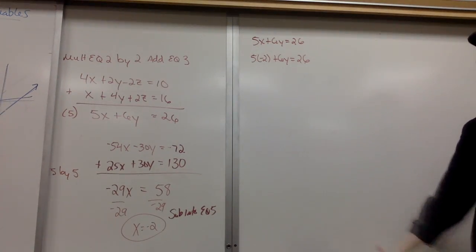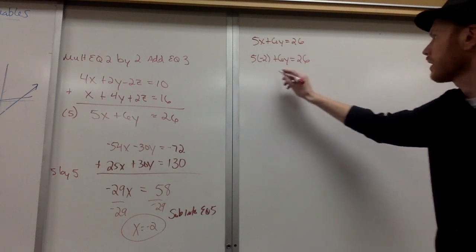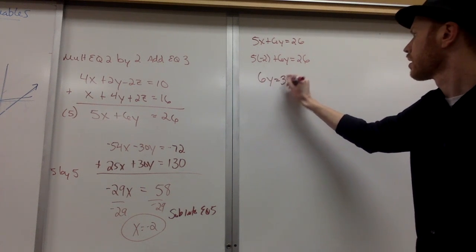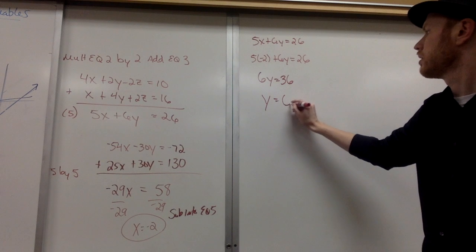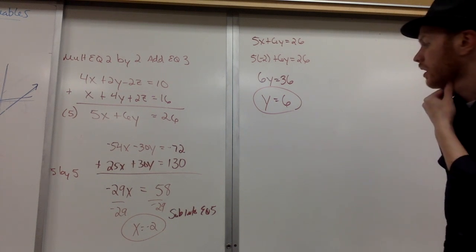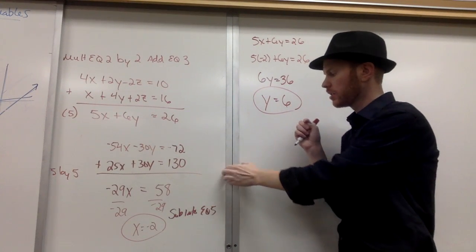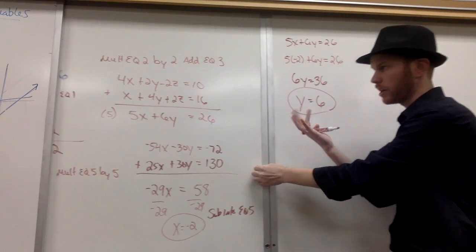Okay. So let's see. This is going to be a negative 10, which if I add it to the other side, I get 36. And if I divide, I get y to be 6. Okay. Now, here's the deal. Now I know what x and y are. I've got to figure out what z is.